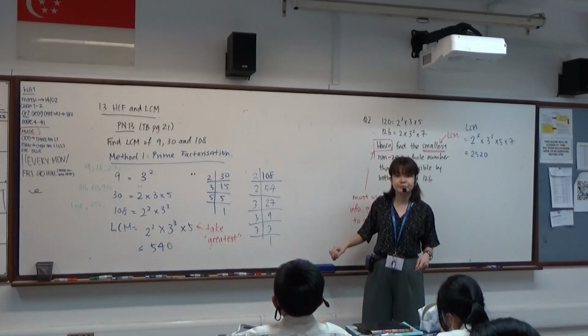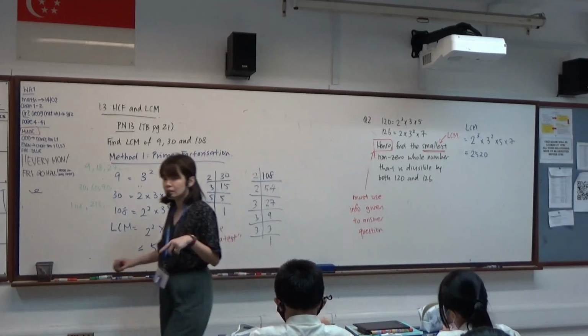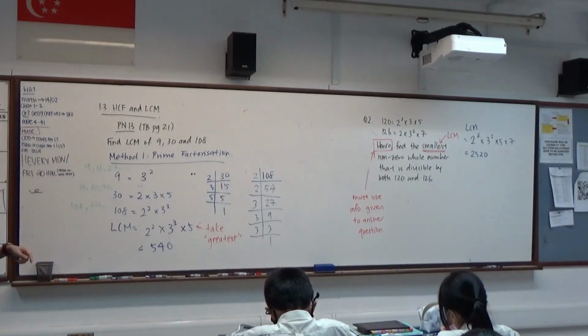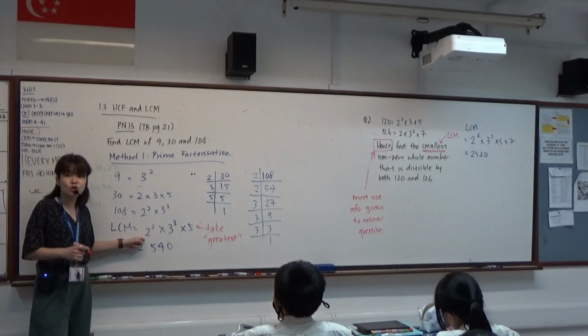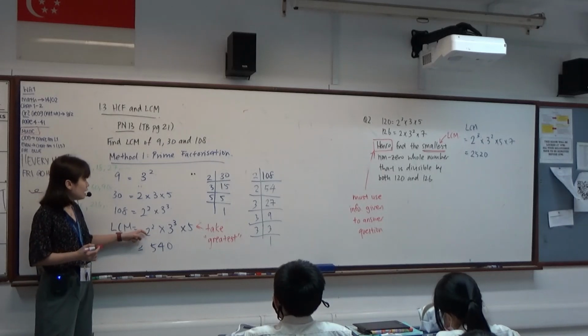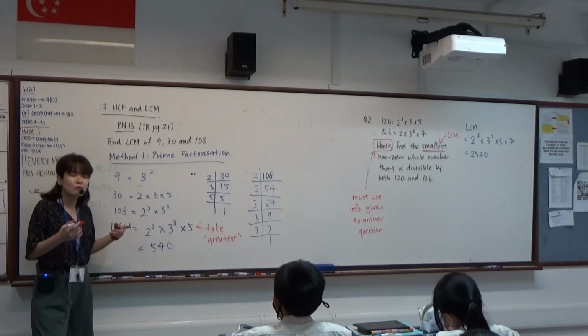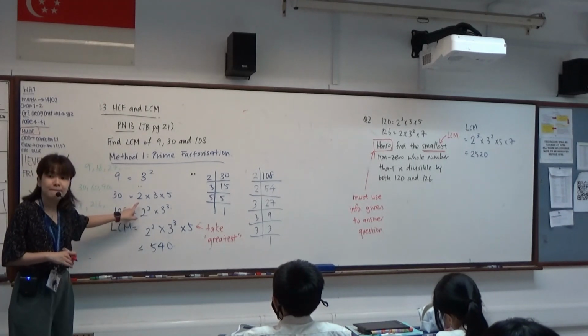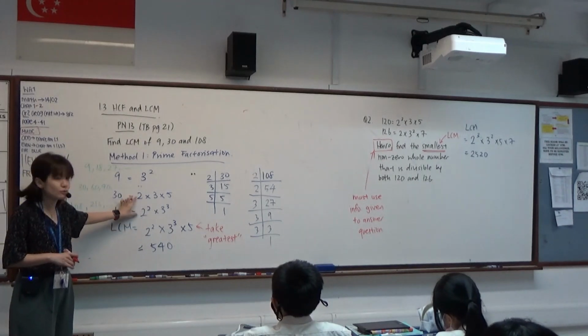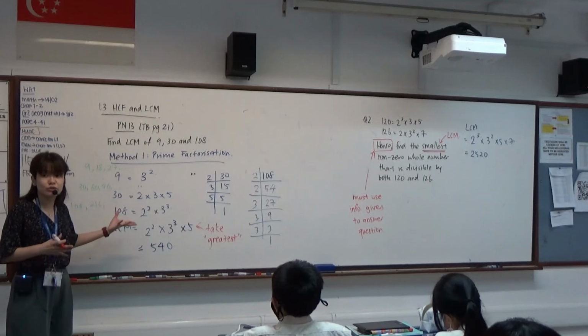Any questions? Yes. Why is it 2 square and not 2 cube? Okay, where do you get the 2 cube from? This one, you add them up together. So total got 3, is it?